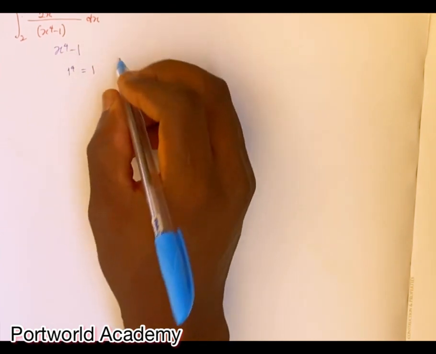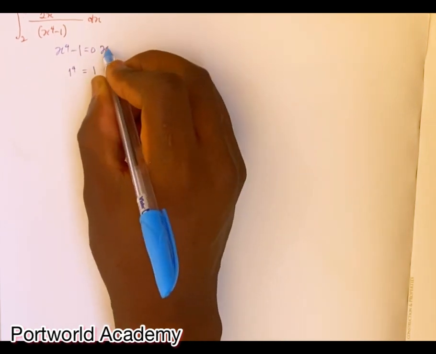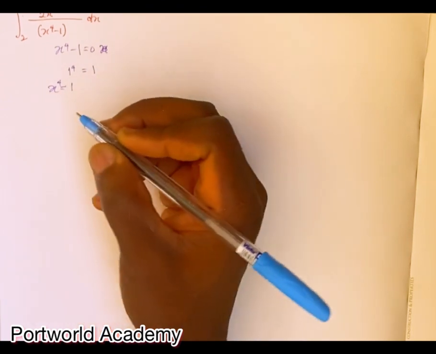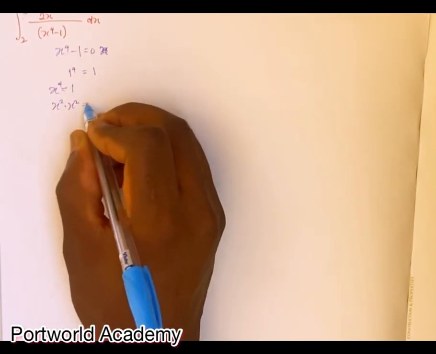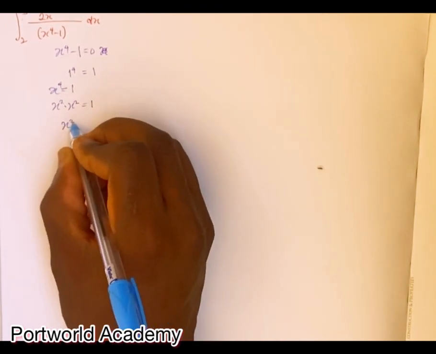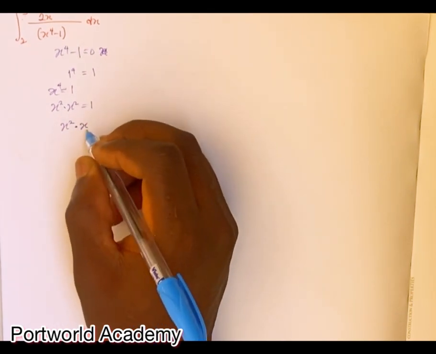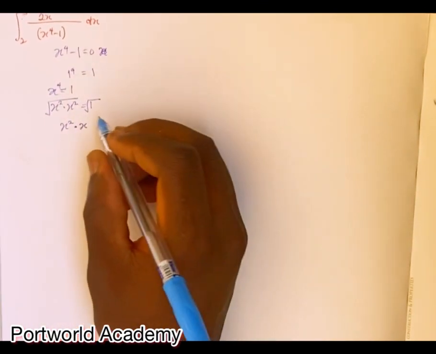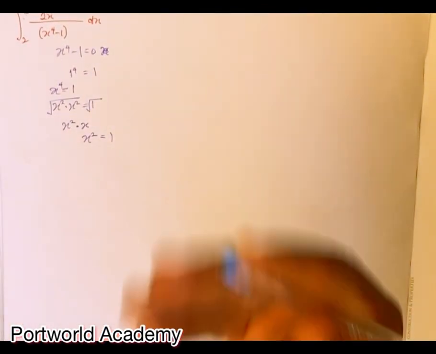So I can just say, let me just do it like this. Let me just say this one is equal to 0, so that I'm going to have my x to the power 4 to be equal to that, plus 1. Right? So here I can have x squared multiplied with x squared equals 1. Then I find the square root of both sides, so I'm going to have my x squared to be equal to 1.